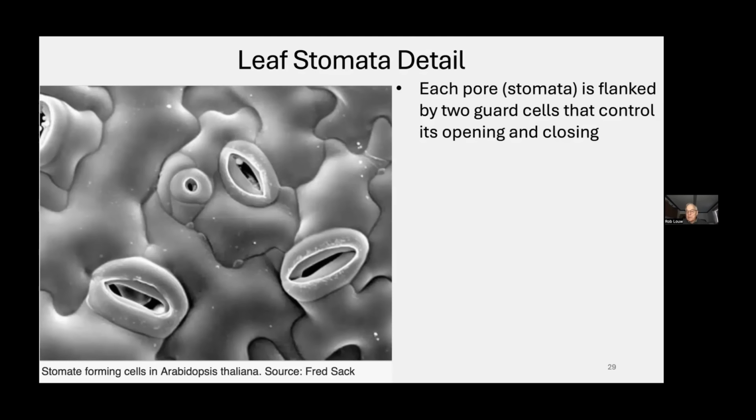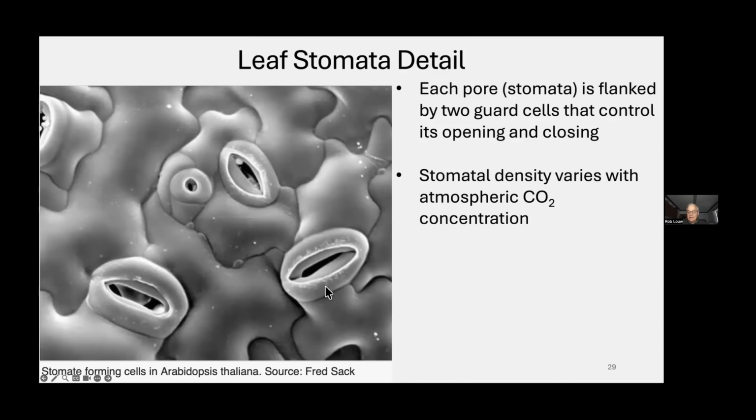Anyway, each pore is flanked by two guard cells that control its opening and closing. These are the guard cells. There's the stomata there, and there are the guard cells sitting around the outside. Now, their density varies with atmospheric CO2 concentration. So the more CO2 there is, the fewer holes there are. The less CO2 there is, the more holes there are, because it's more difficult to get the carbon dioxide into the leaf. So higher CO2 means fewer stomata and lower water loss.